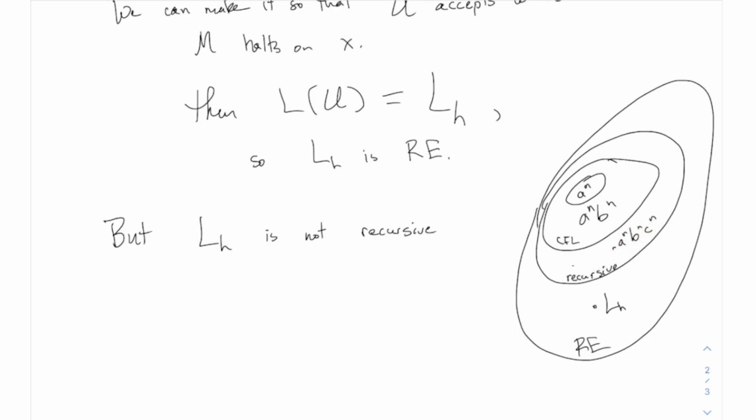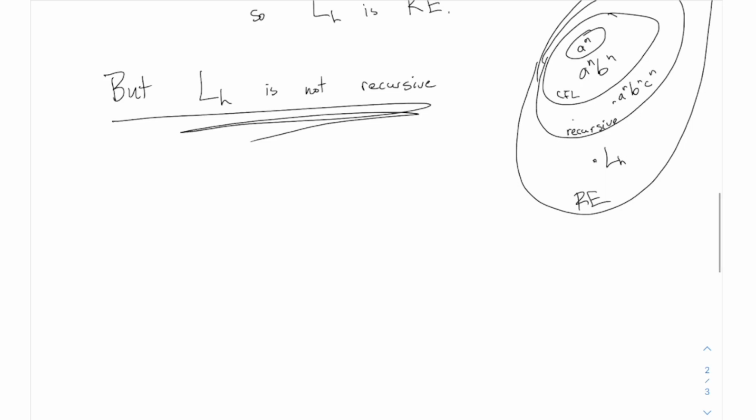All right. So I need to explain this. Why this? That's really the big deal about this language, the language of the halting problem, why people care about it. So I'm going to write this as a theorem. It's LH is not recursive.